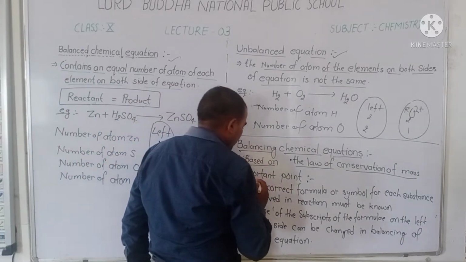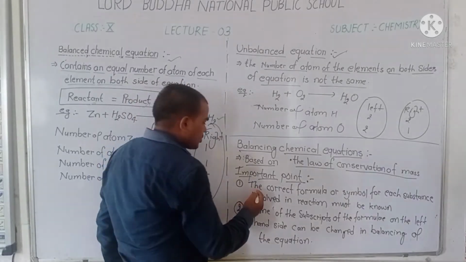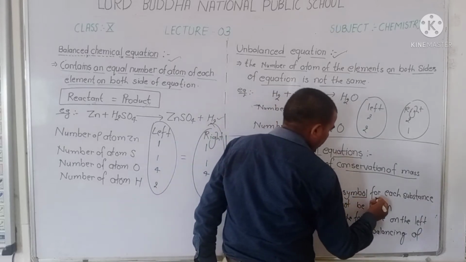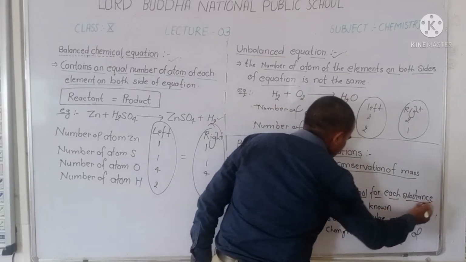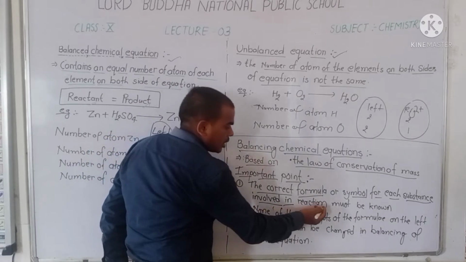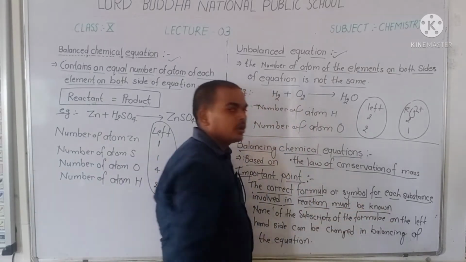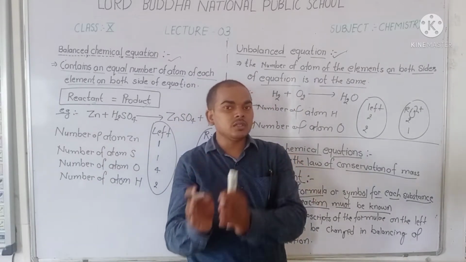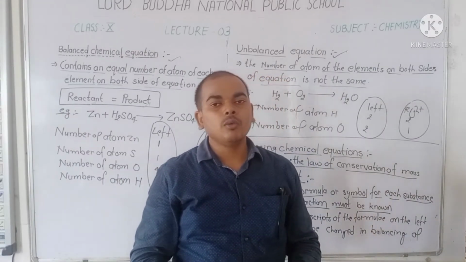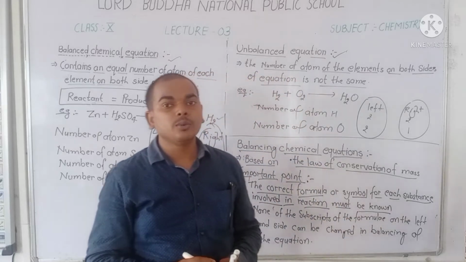Important points for balancing a chemical equation. First point, the correct formula or symbols for each substance involved in the reaction must be known. Firstly, you should understand what the formula of the reactant is, what the formula of the product is, what the symbol of the reactant is, and what the symbol of the product is.